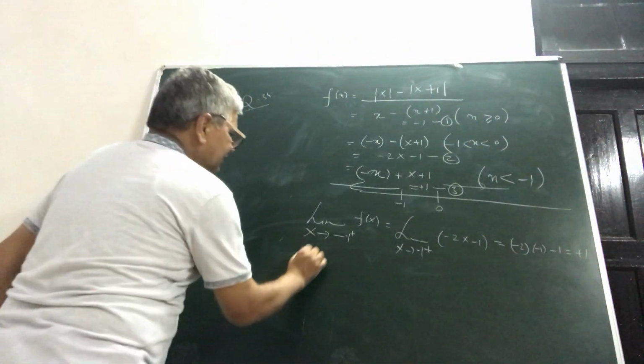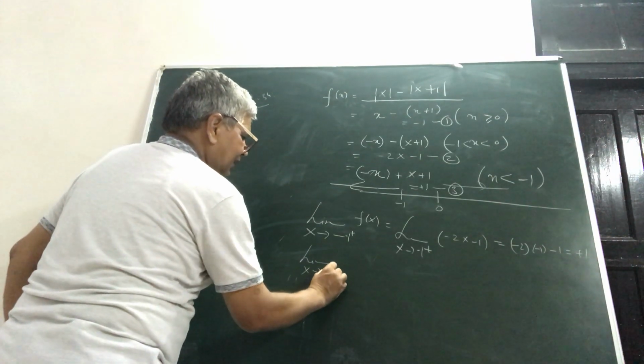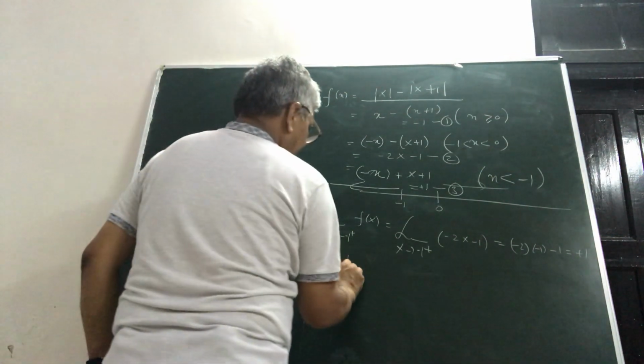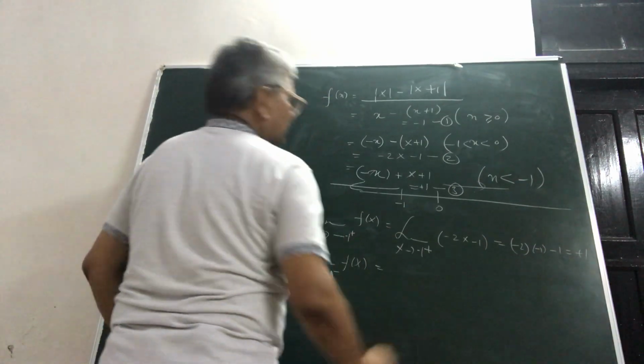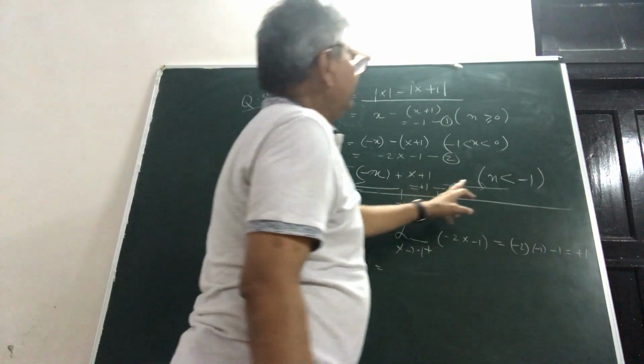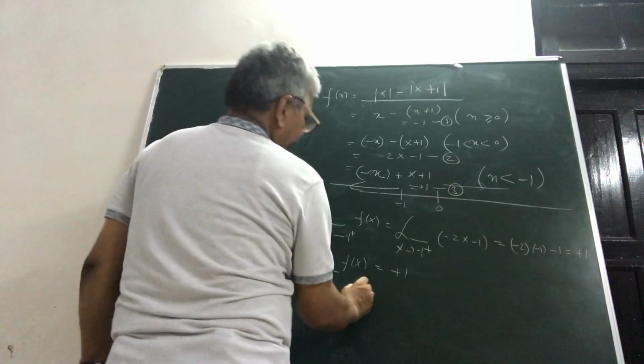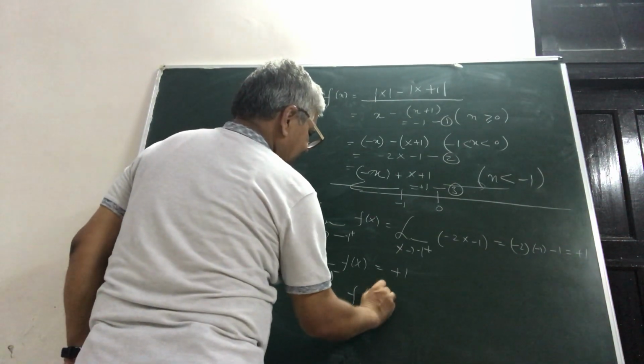Okay, and then let us likewise calculate the left hand limit at minus 1. Let us see what it is. On the left side, in what manner is the function defined? It is plus 1. So it is plus 1. And what is the functional value at minus 1?